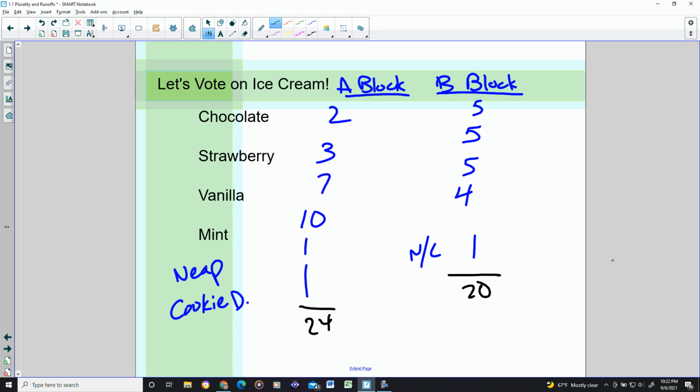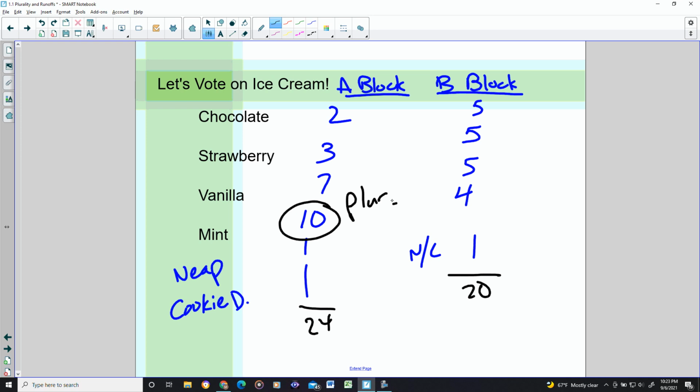So in this particular case, A block, who's the winner? Mint, definitely the winner, but it's only a plurality. In order to have a majority, how many votes would they need? They would need 13 votes. Half of 24 is 12, and then go up to the next vote. So that is 13.